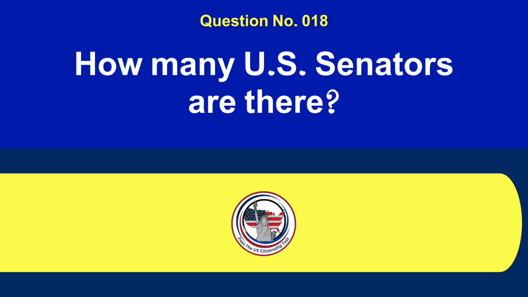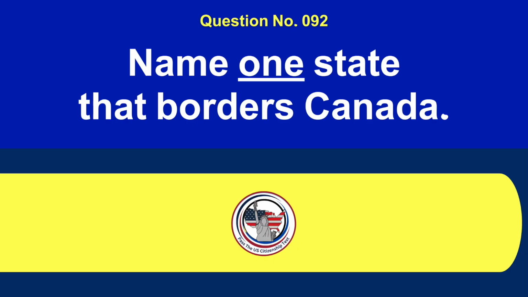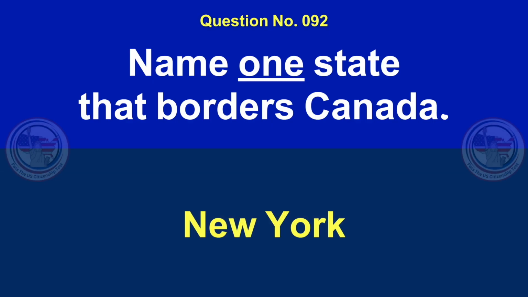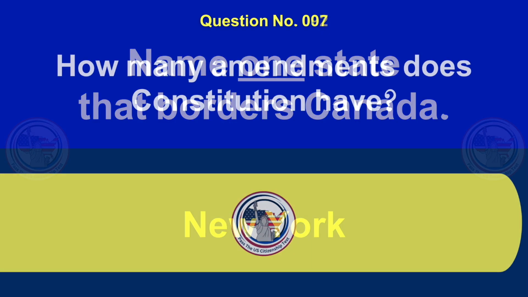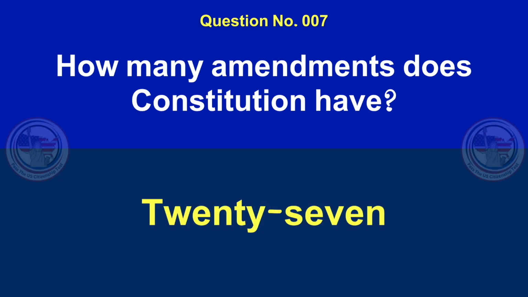How many U.S. senators are there? 100. Name one state that borders Canada. New York. How many amendments does the Constitution have? 27.